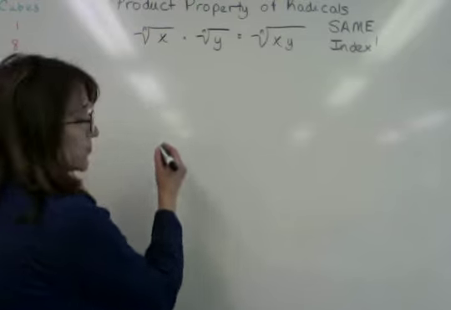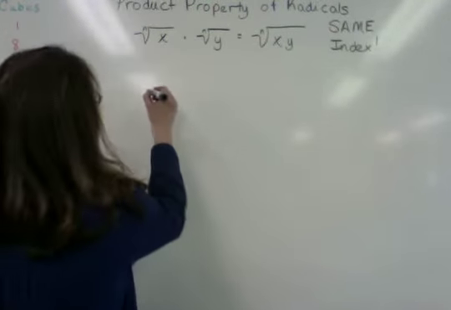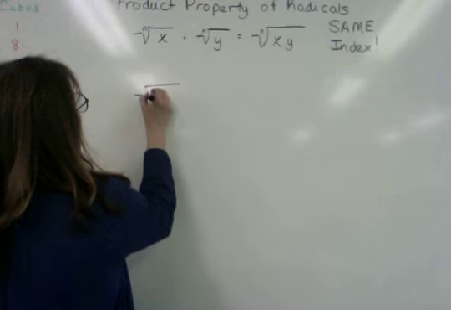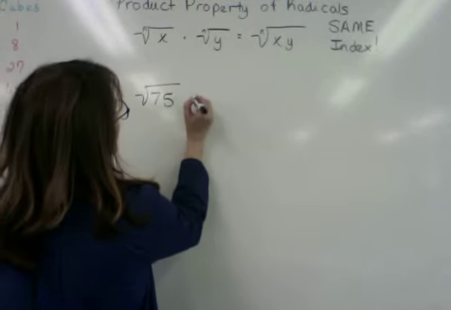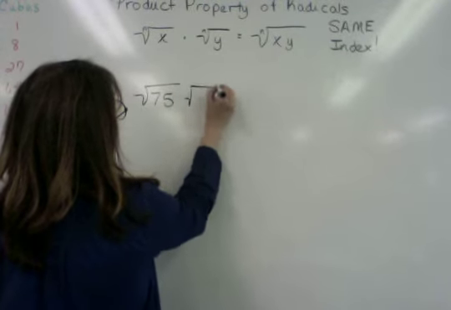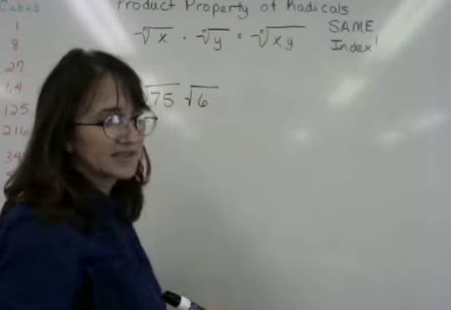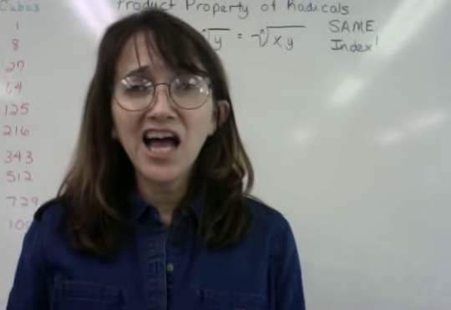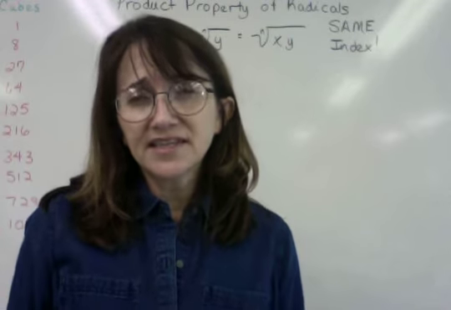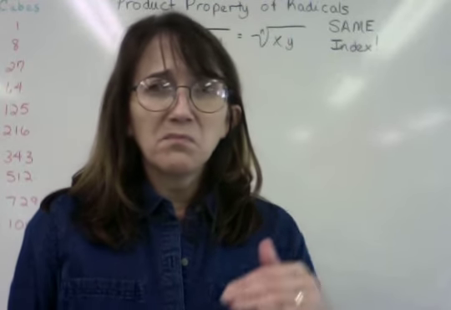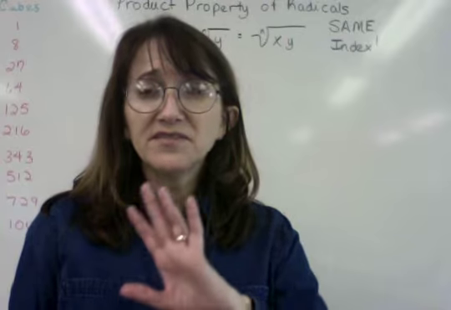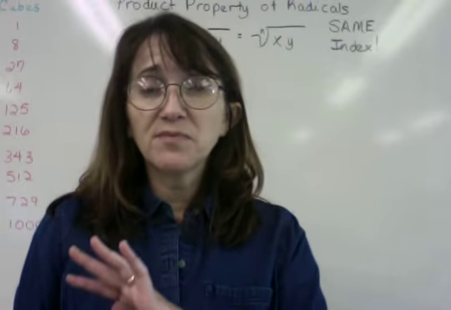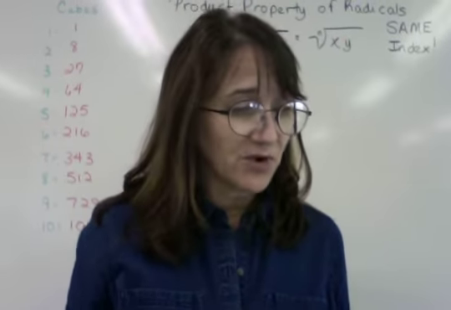So starting out, we've got the radical of 75, and then we have that multiplied to the radical of 6. Well, automatically, some of you are going to say, let's just go ahead and multiply 6 times 75. Don't do that. You're going to have this big mama number that's going to make your life even more miserable trying to break it down.